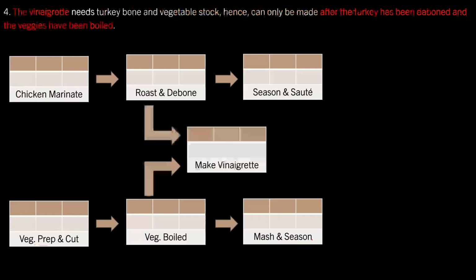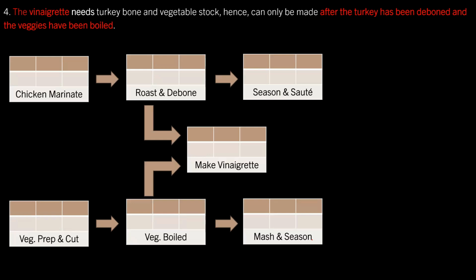And next, in the fourth clue, I'm going to skip over the third clue for now. I'm going to look at the fourth clue because the fourth clue is more important to look at first. It says that the vinaigrette needs the turkey bone and the vegetable stock. Hence, it can only be made after the turkey has been deboned and the vegetables have been boiled.